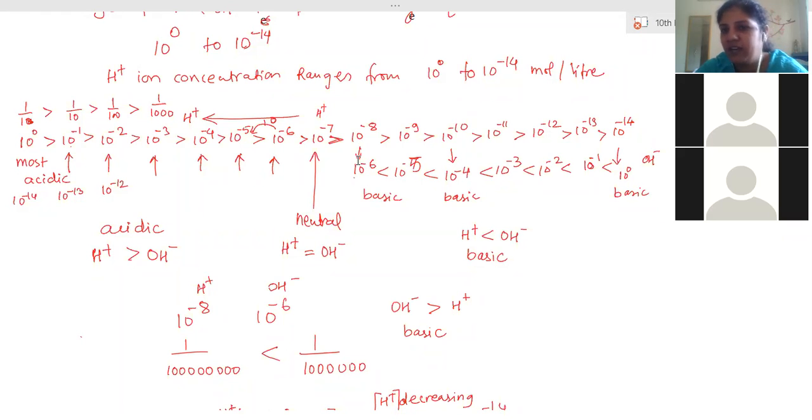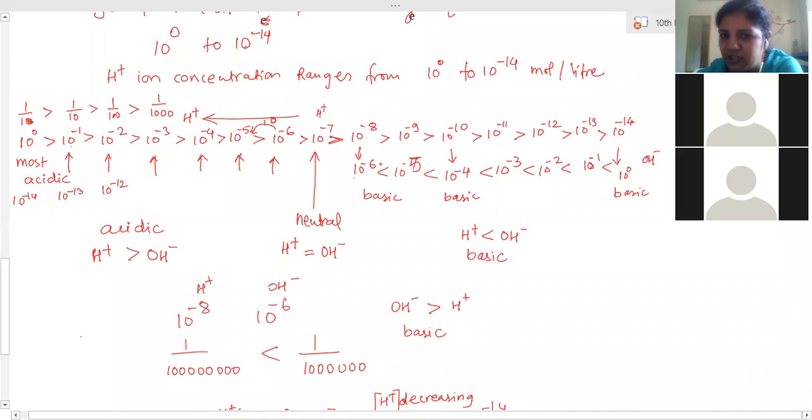It is easy to understand by the OH minus ion concentration. So therefore, I have written OH minus ion concentration. Here, OH minus ion concentration for these solutions ranges from 10 to the power minus 6 to 10 to the power 0. As the negative number decreases, the strength goes on increasing. Minus 5 is greater than minus 6. Minus 4 is greater than minus 5. Minus 3 is greater than minus 4. Minus 2 is greater than minus 3. Minus 1 is greater than minus 2. And 0 is greater than all of them.